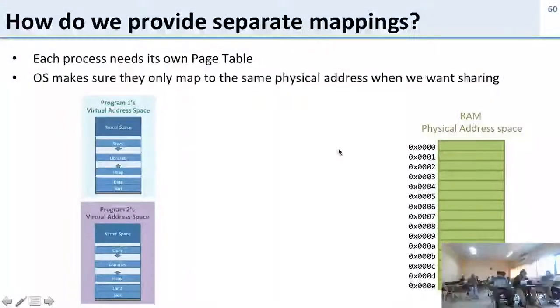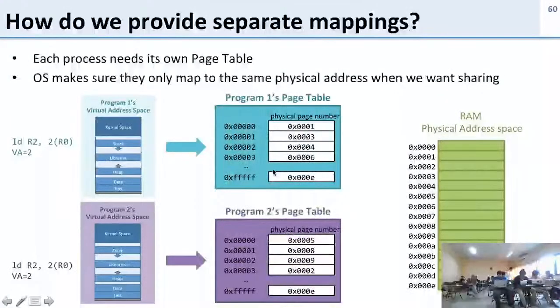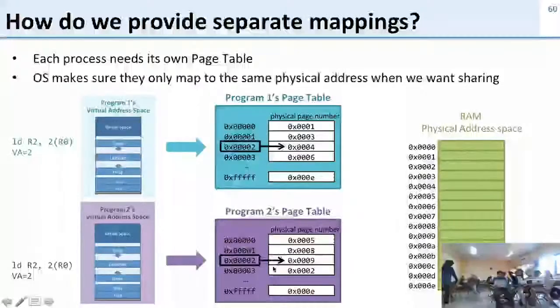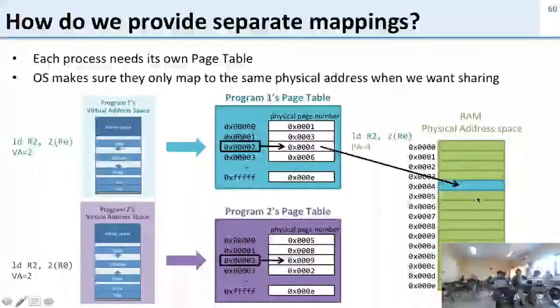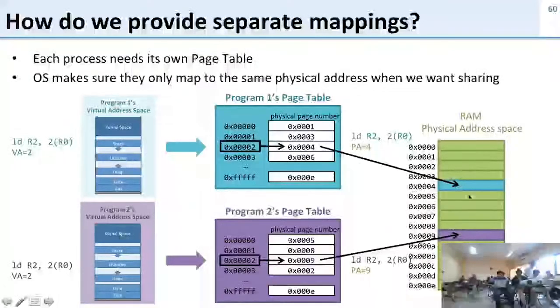So how do we provide these separate mappings? Well, the operating system makes sure you use the right page tables. So we have two programs here. They're both going to do a load to some location here, address 2 in this case, so virtual address 2 from both of these. They're both going to have their own page tables. They're both going to look up where virtual address 2 points to. They're going to get two different physical page numbers. So this one got physical page address 4, it's going to find it over here, and this one got 9, it's going to find it over here. So they go ahead and access their data, and neither one of them is going to conflict because they get mapped somewhere else.